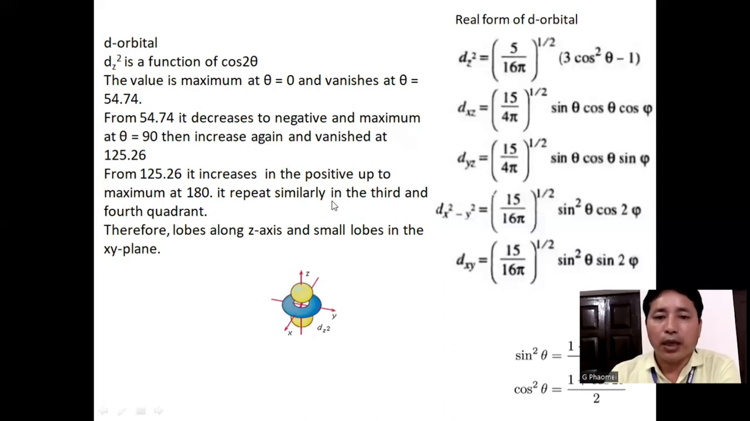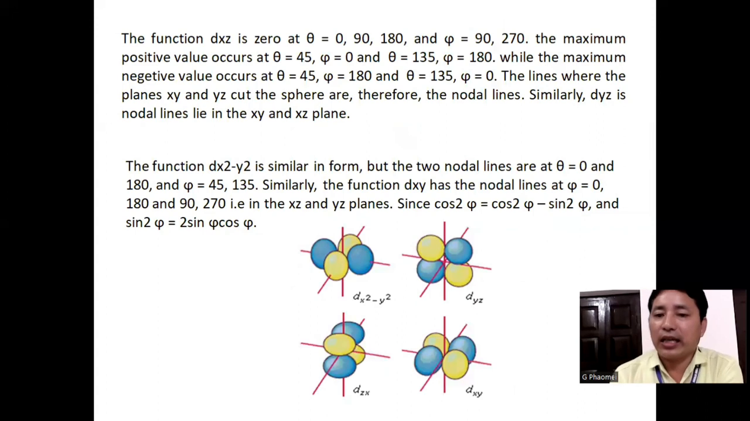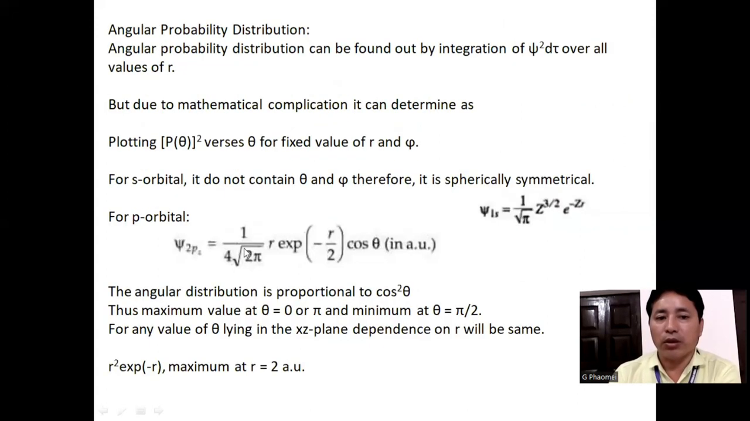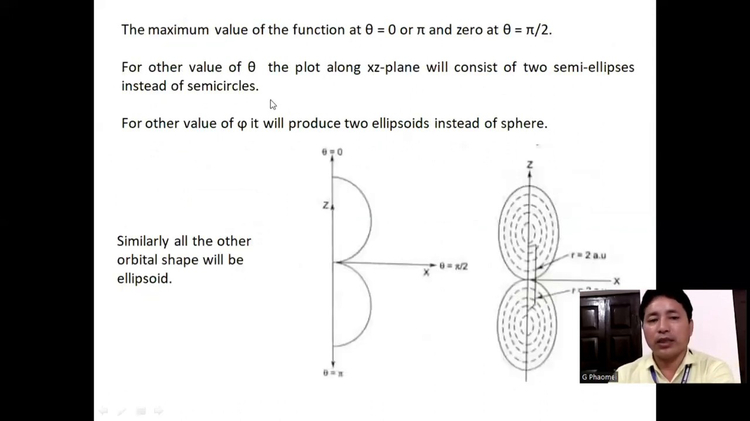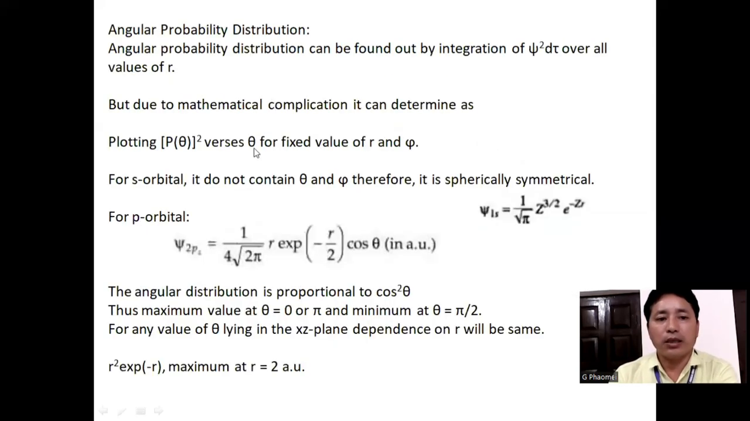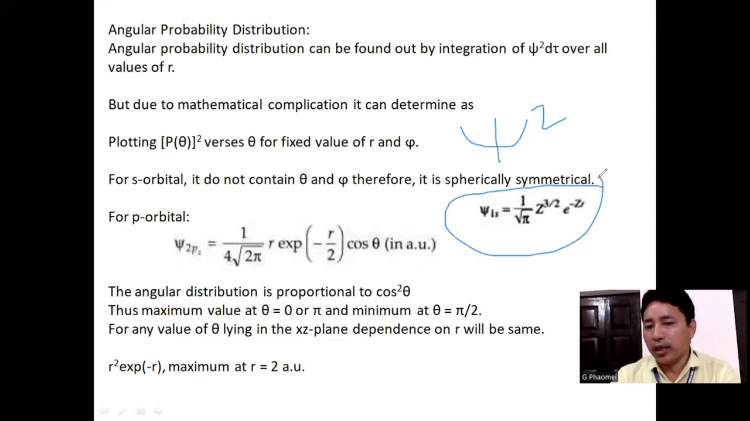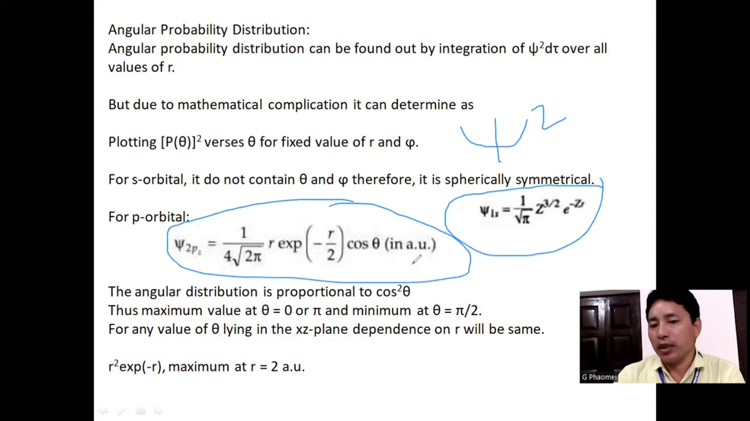However, we know that the shape of the orbital is not exactly circular. It is exactly ovals or dumbbells. So if you consider the probability, we know that probability means psi square. Whatever psi we have for 1s, if you square it, you will get this type of equation in atomic units.